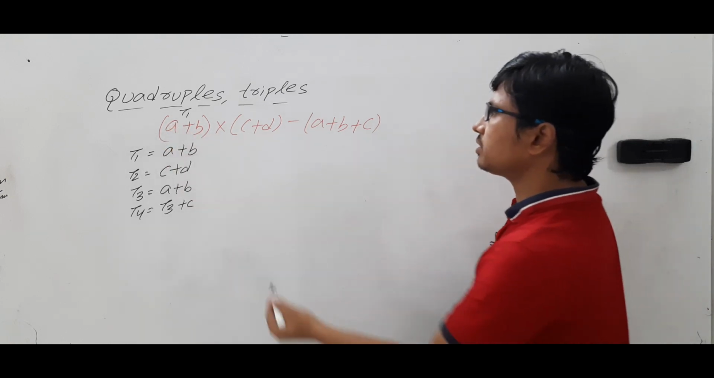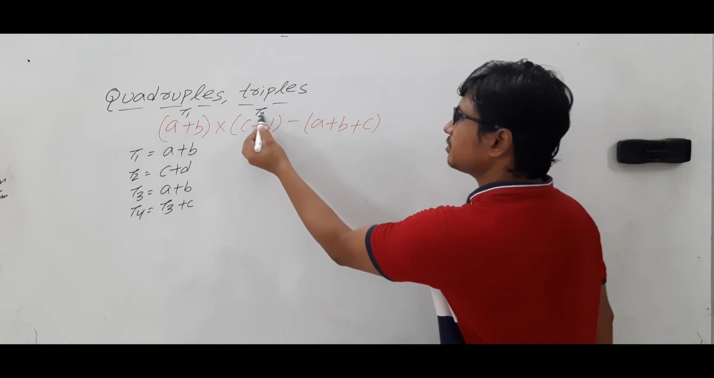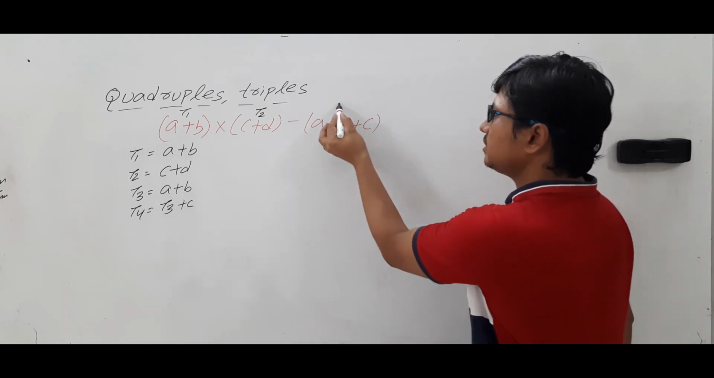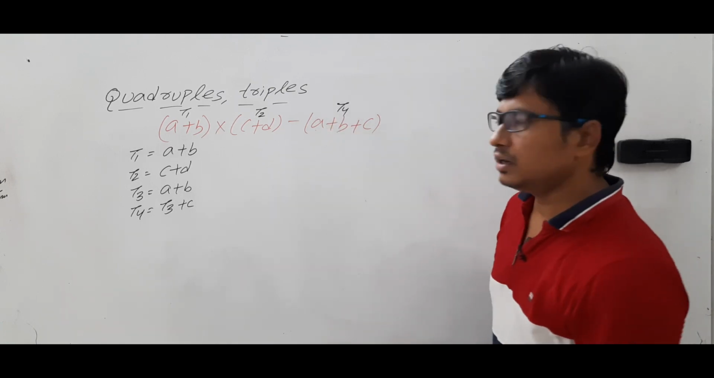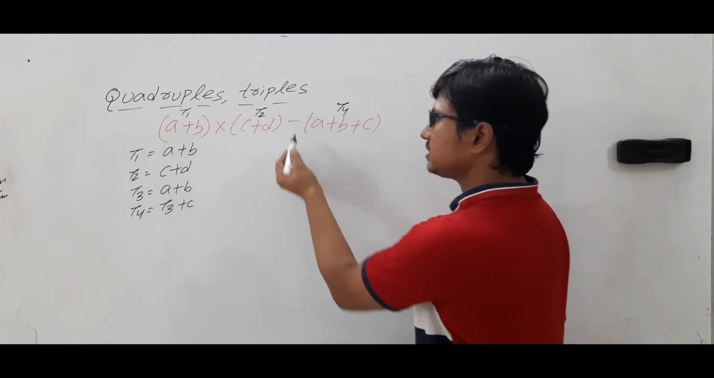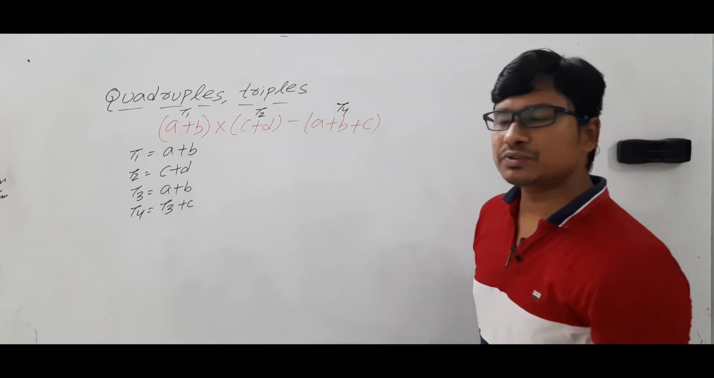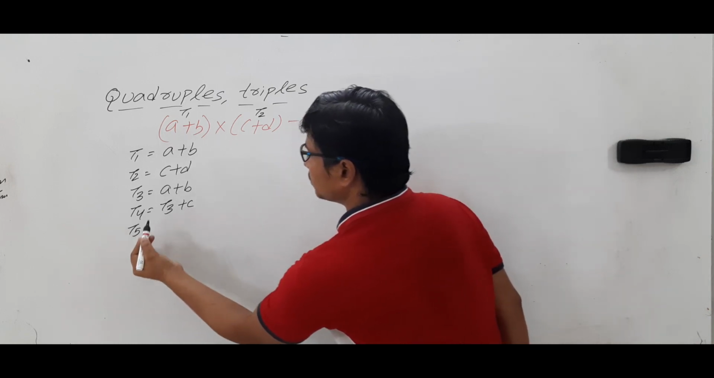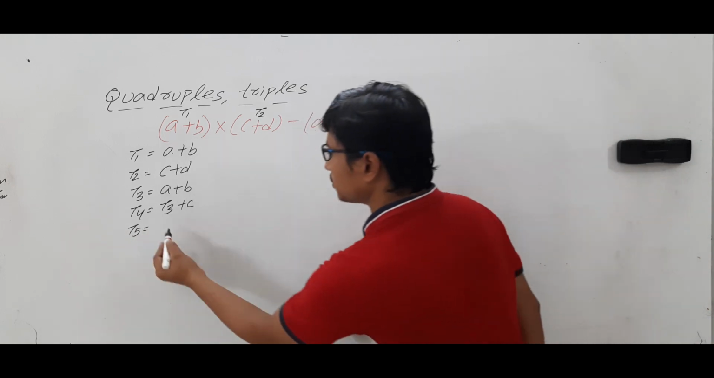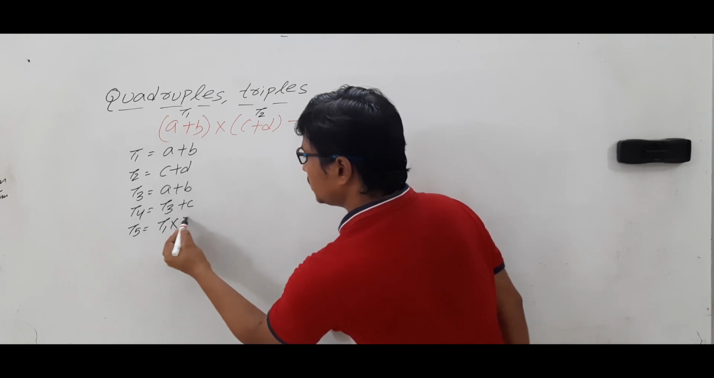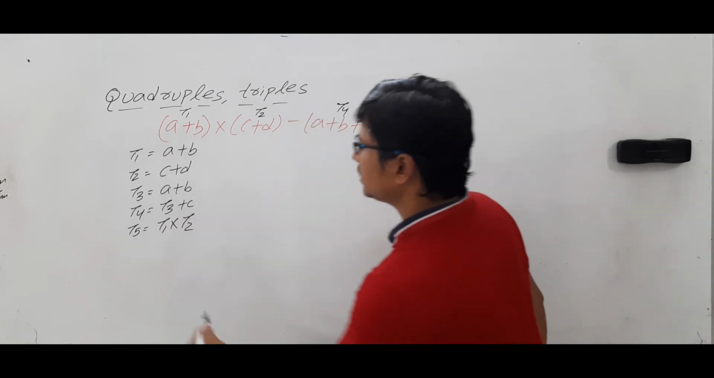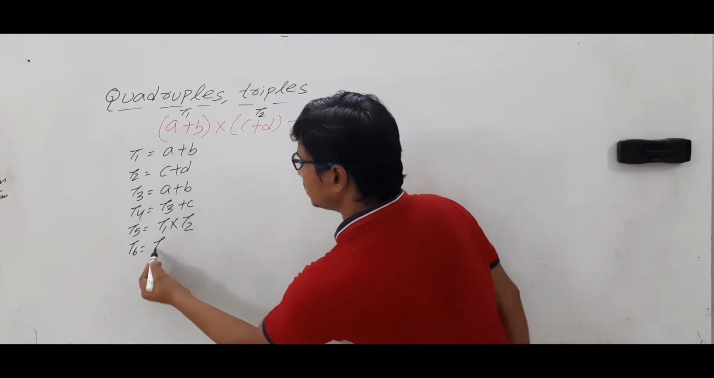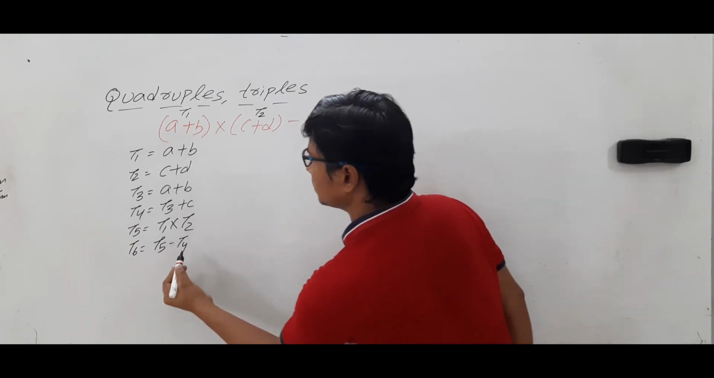So we have computed a plus b, which is in t1. We have computed c plus d, which is in the temporary variable t2, and we have computed a plus b plus c, which is in t4. Now you have a multiplication and a subtraction. Which one do you need to perform? The multiplication has the highest priority, so you write t5 is equal to t1 into t2. Then t6 is equal to t5 minus t4. So this is the 3 address code.